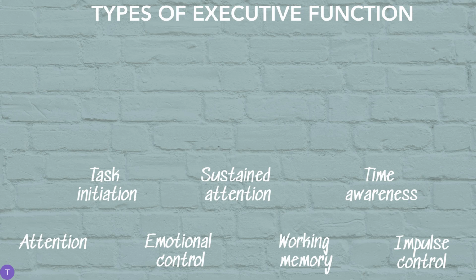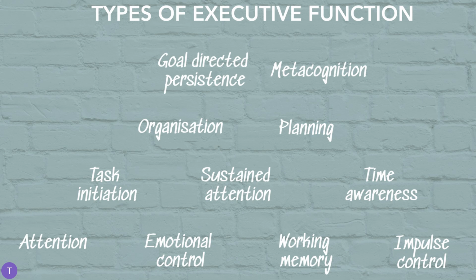Now, there is time management, which is being able to use your time effectively. But frequently in neurodiverse children, time awareness in itself is problematic. So I like to call it time awareness because we're looking at more than just the usage of time. We're looking at the ability to feel the passing of time. Further up in our hierarchy, we have organization and planning, which are generally lumped together because you can't have one without the other. And then at the very top of our hierarchy, we have goal-directed persistence and metacognition.